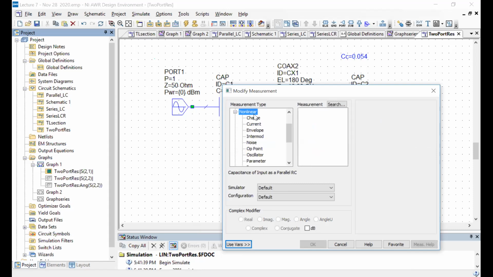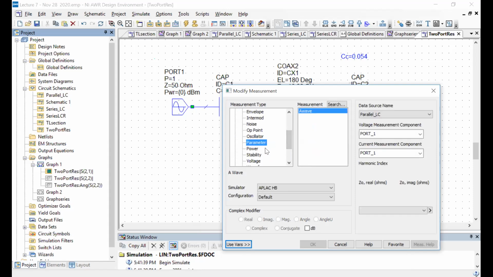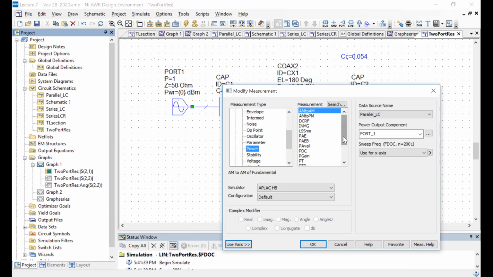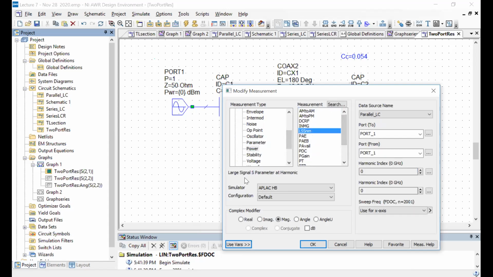And in the nonlinear, there is something called, under power, where did it go? Here. This one is called large signal S parameter. These are useful when you have a nonlinear element, then you can actually see the effect of the actual power.